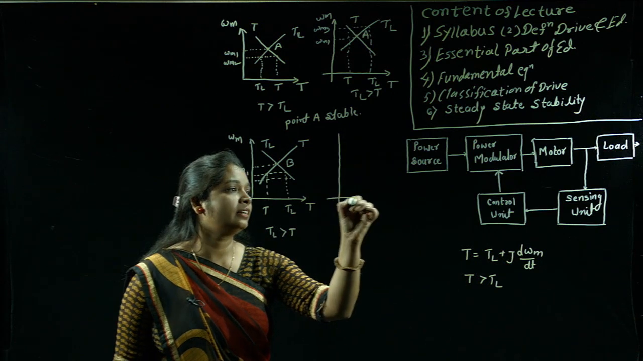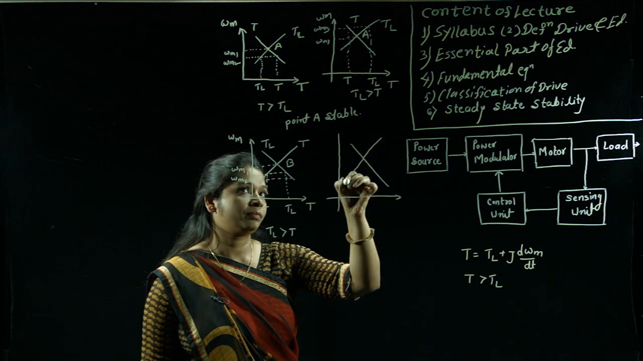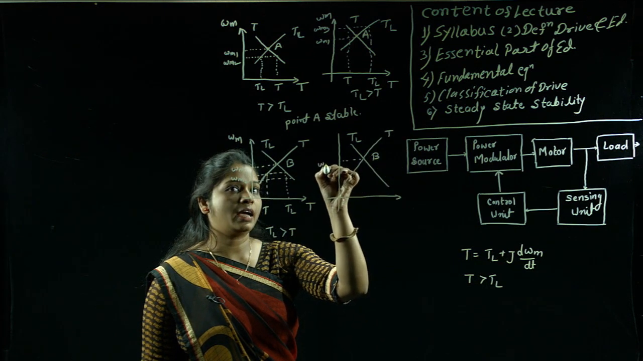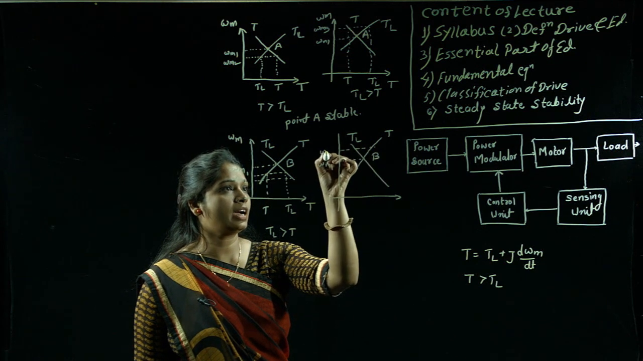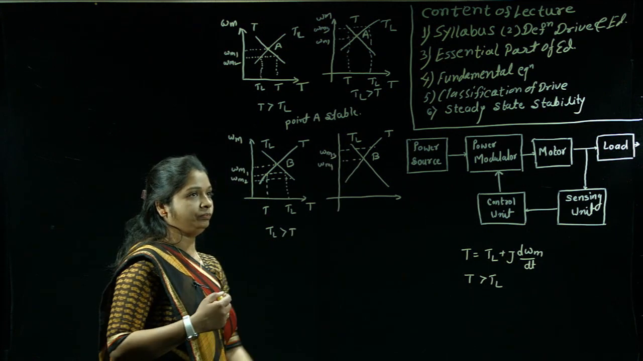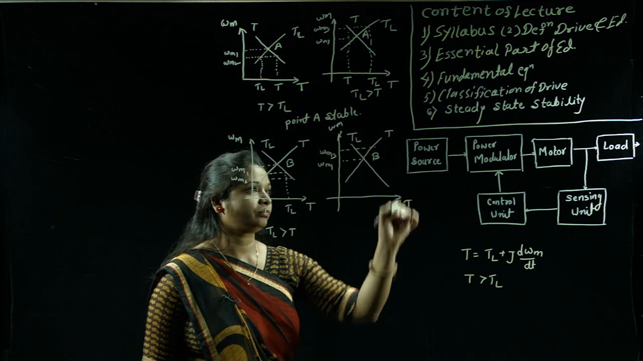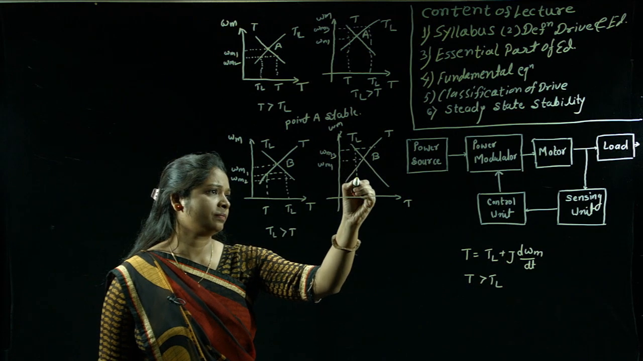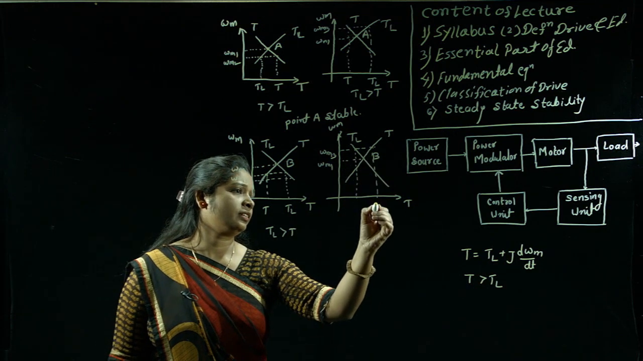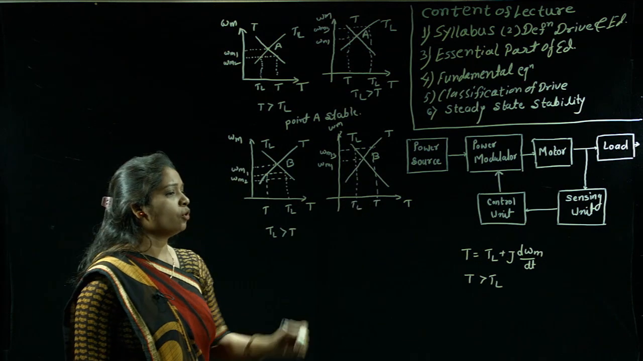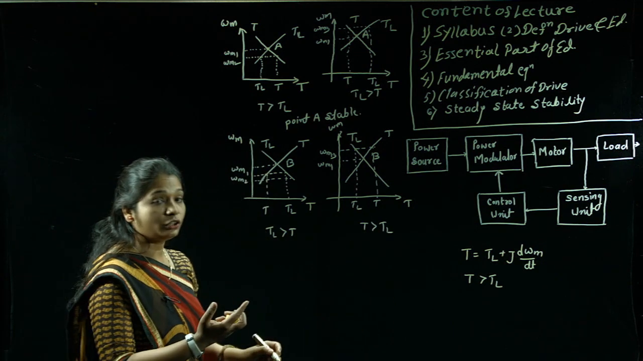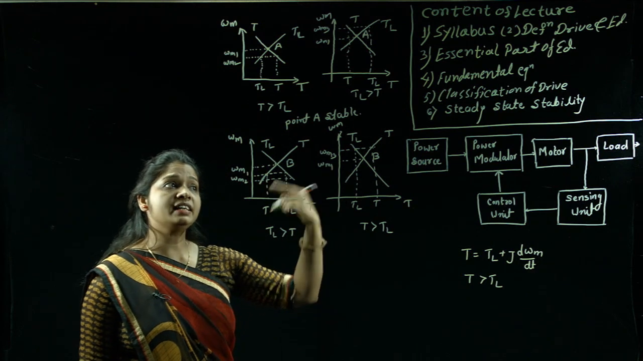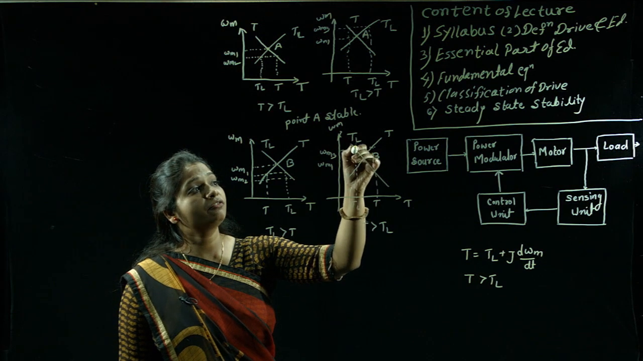Similarly, while considering the increase in speed, for example here TL and this is T, this is point B at omega M1, and when we consider the increase, that's omega M3. In that case, this is omega M, this is torque. If speed increases, then corresponding to these T and TL, the motor torque is greater than the load torque. If motor torque is greater than the load torque, then the condition is acceleration. Acceleration means speed increases, so from that point the speed increases again, moving away from point B.